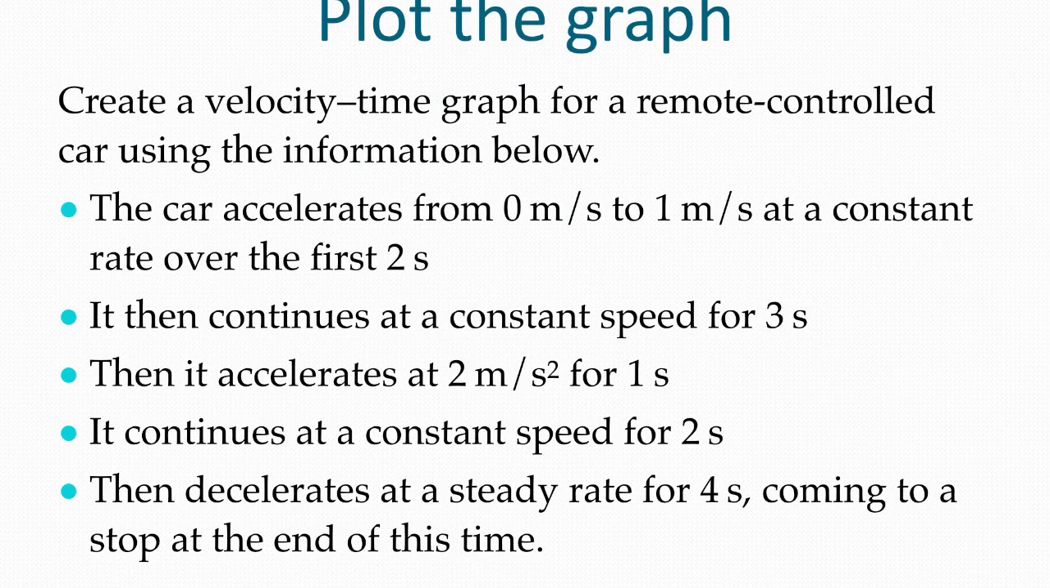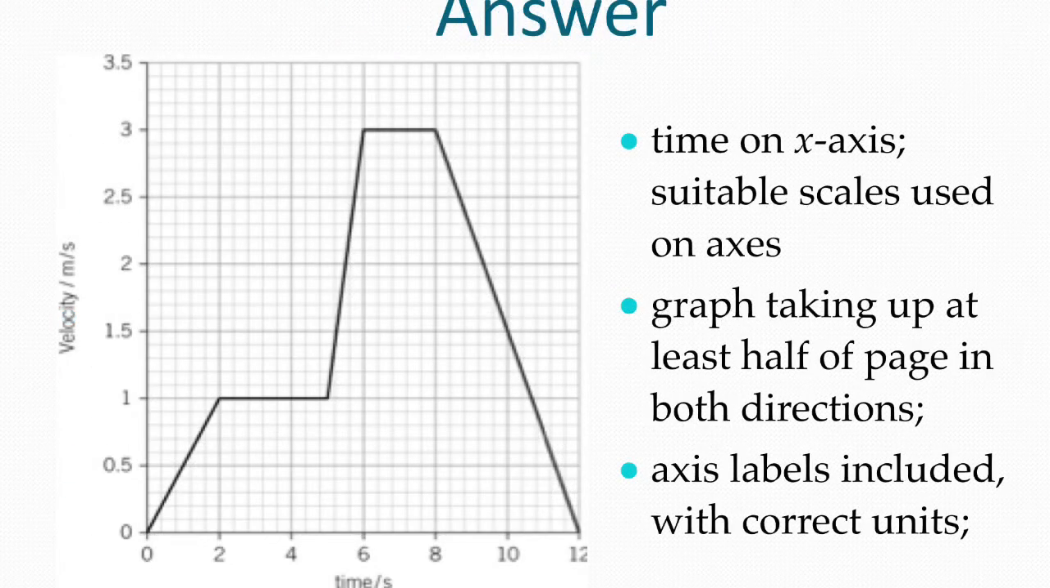Now I'd like you to plot a velocity time graph for a remote control car using the information provided here. Use graph paper if you have it available, and don't forget to pause the video while you work through this. The graph should look like this, with velocity in meters per second on the y-axis and time in seconds on the x-axis. Make sure your graph fills more than half the page.